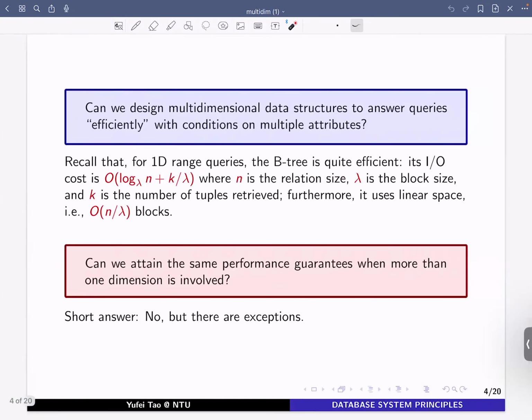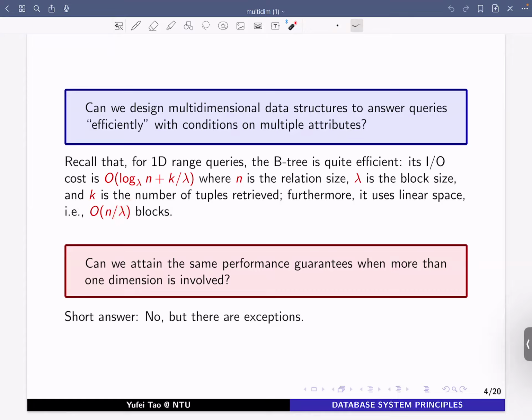Okay. All right, so this is the question I asked on the previous slide. So something very important here is the word efficient. Okay, so what do we mean by answer queries efficiently, right? So far, this is fuzzy. Okay. Now, speaking about this, let's think about what the B tree is capable of doing. So let's recall that the B tree uses a linear number of blocks. Okay, so once again, n over lambda is the linear number rather than n. Still remember, right? Lambda is the block size.